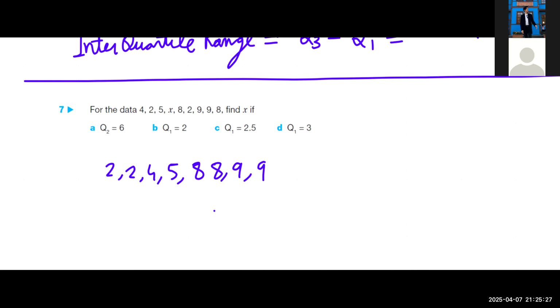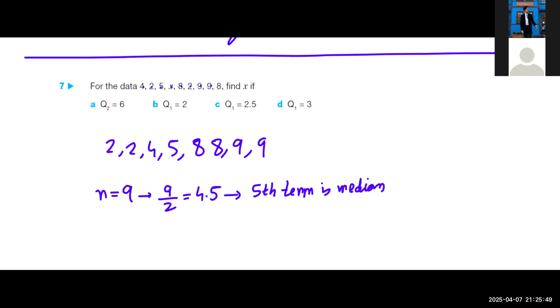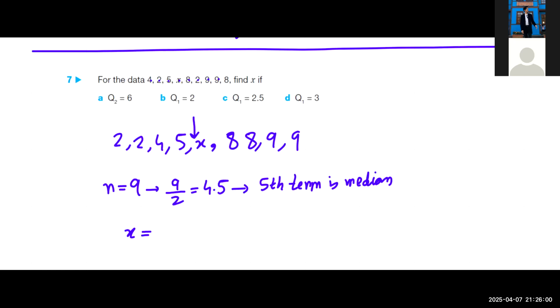First, if the median is 6, and we know that there are 9 terms, 1, 2, 3, 4, 5, 6, 7, 8, 9, then the median will be at the fifth term, right? So the median has to be somewhere here. If we put the x over there, then x is at the median position. So if x is 6 itself, and we put the 6 right there, then the fifth term will become x, which is 6. So the median would become 6. Do you understand?